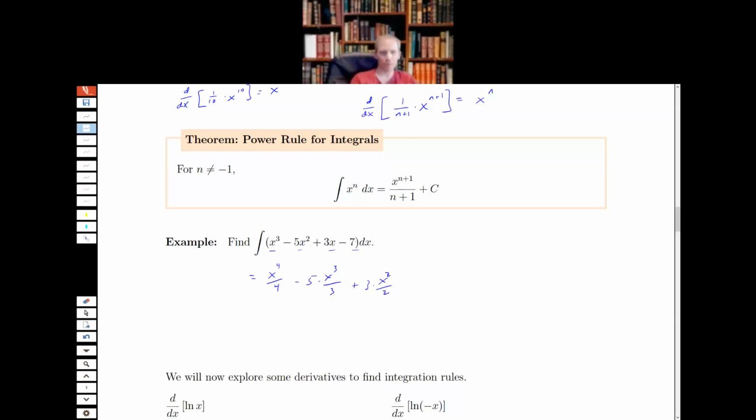Okay, and there's two ways to deal with the 7. One way is to say, if I started with 7x, then when I differentiate, I would get 7. Or I could think of 7 as 7x to the 0, and then use my power rule, right? When I do the power rule, I take x to the 0, add 1 to the power, so I get x to the power of 1, divide by the new power. Okay, don't forget the plus c. So we have 1/4 x to the 4th minus 5/3 x cubed plus 3/2 x squared minus 7x plus c.